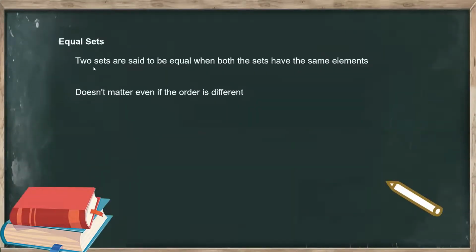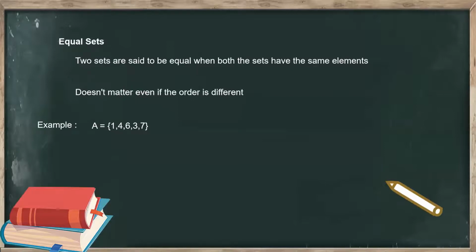Equal sets. Two sets are said to be equal. Okay, wait. You need not say two sets. I mean 3 or 4 or 5 or 6. Any number of sets are said to be equal when all these sets have the same elements. Not the same number of elements, but the same elements. It doesn't matter if the order is different. You remember my football team example. You can rearrange the players in any manner, but all the players will be the same. Right. This is the same case.